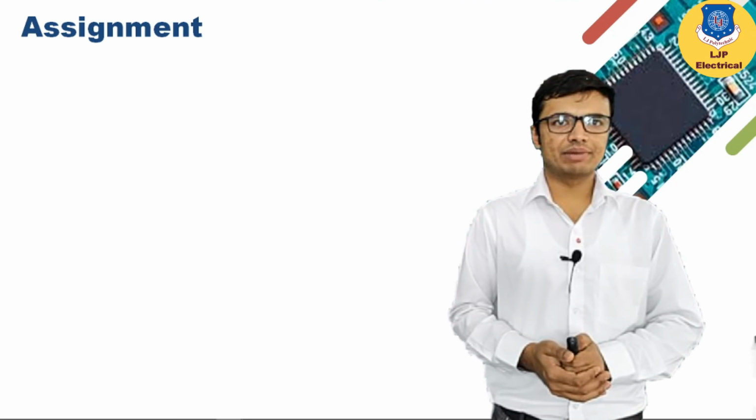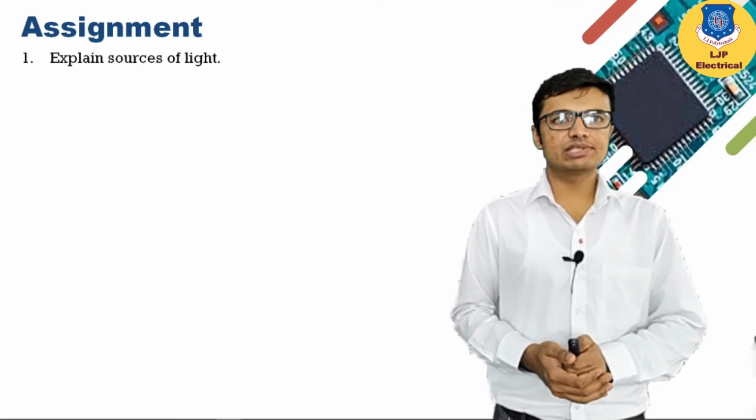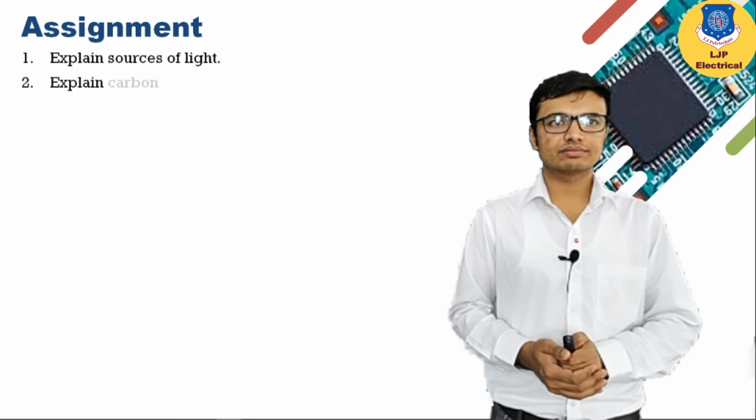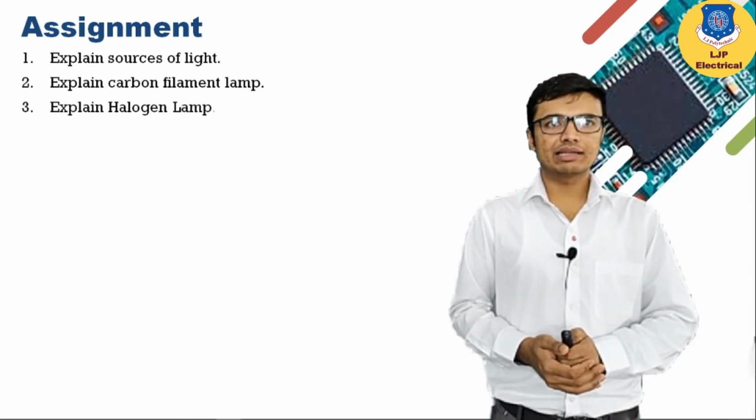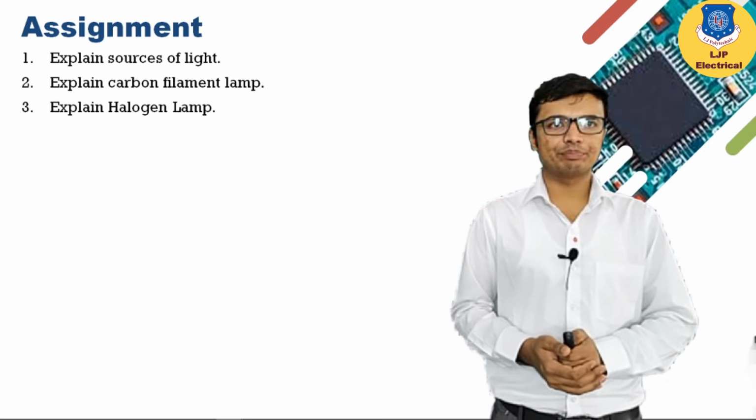Let's see questions for assignment. The first one is explain sources of a light. Second is explain carbon filament lamp. And the last one is explain halogen lamp.